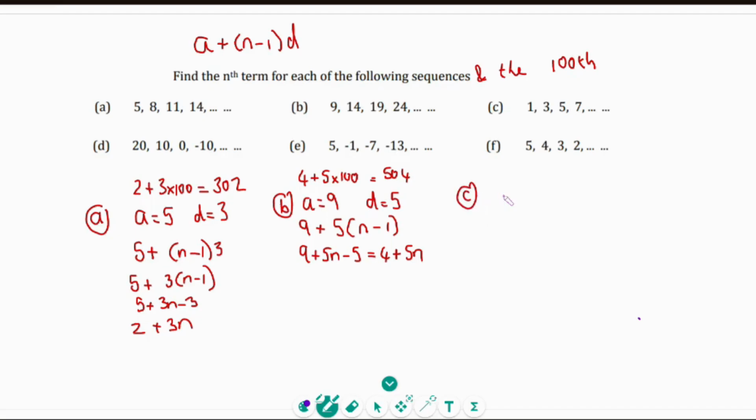Let's see. 1 minus 2, negative 1. So negative 1 plus 2n is the nth term. 2 times 100 is 200. Take away 1, 199. Okay, part D.